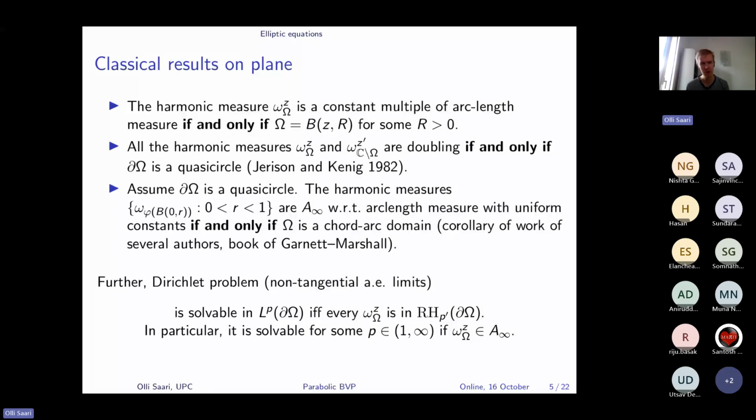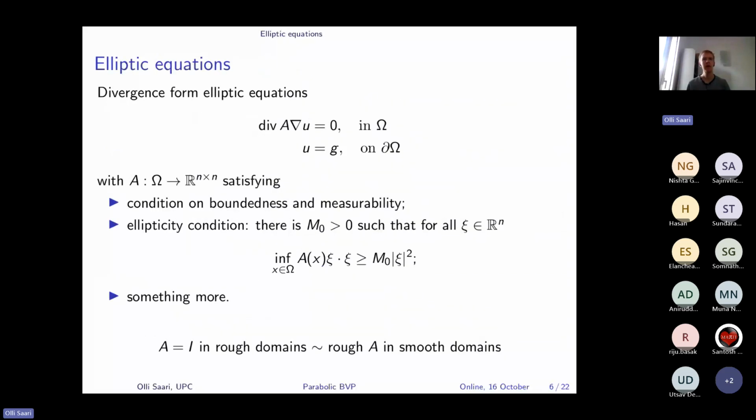So you first solve it in a dense subclass, and then you prove the estimates which allow you to say that convergence happens also in LP. Okay, so this is the historical background. And now let's move on to the actual topic.